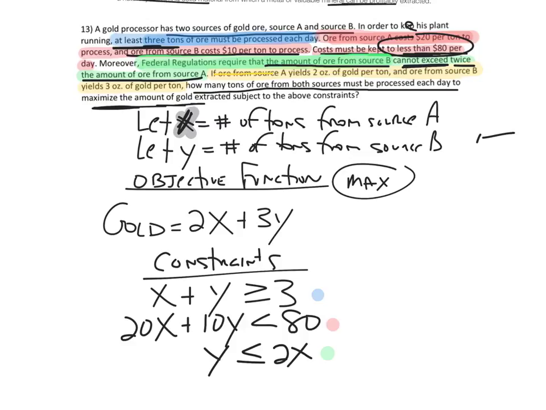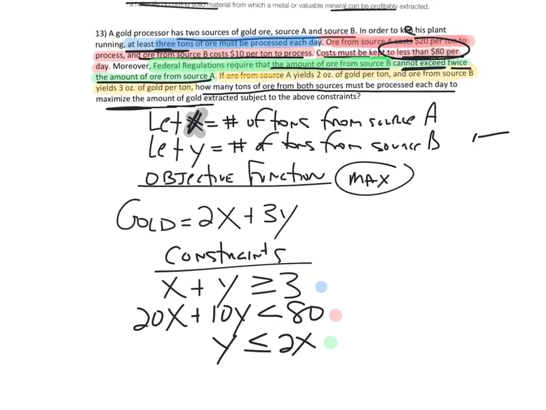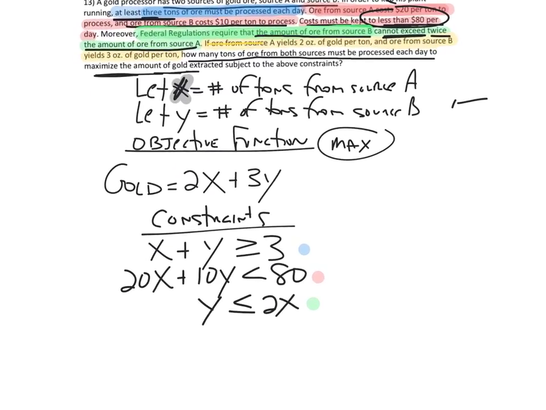How many tons of ore from both sources must be processed to maximize? Here, I'm going to also throw in the fact that you can't have a negative amount of tons of gold ore, so I'm going to go X is bigger than or equal to 0, Y is bigger than or equal to 0, and I claim this is how this problem should have been set up. Now if you want to see what the solution area looks like, you can pause the video, and then I'll put up on the screen here what your solution area should be.